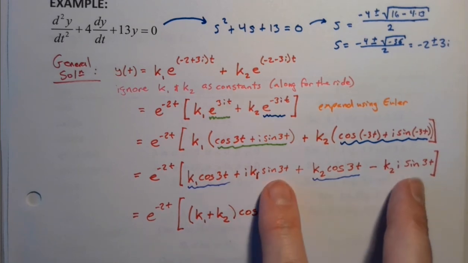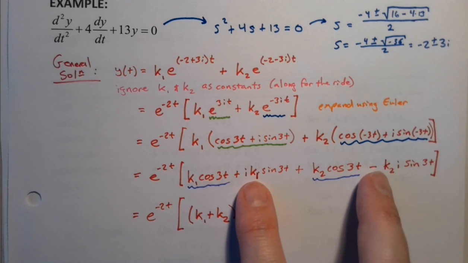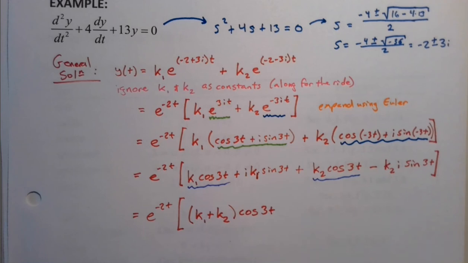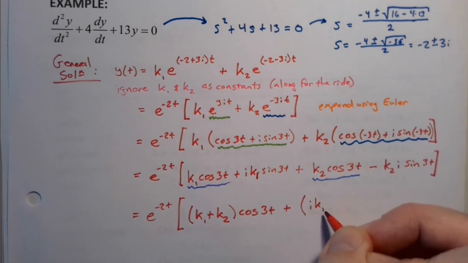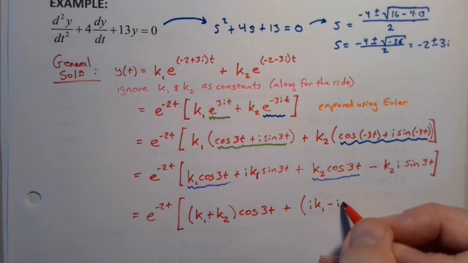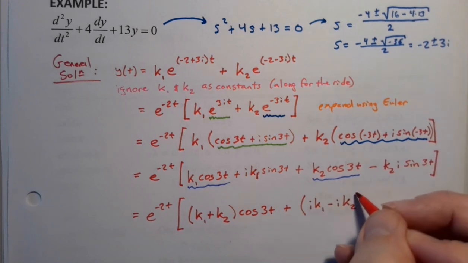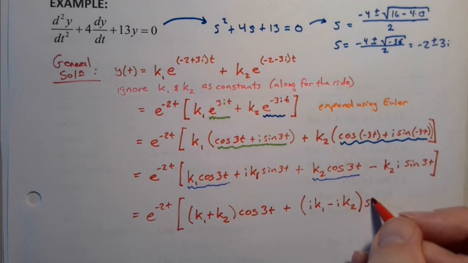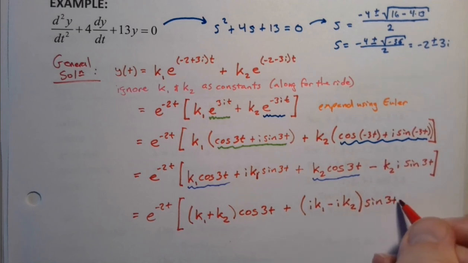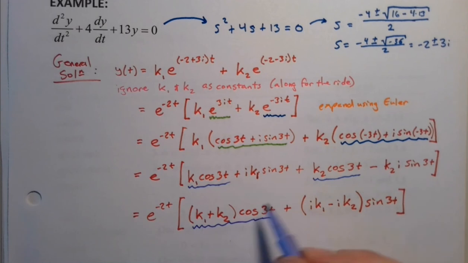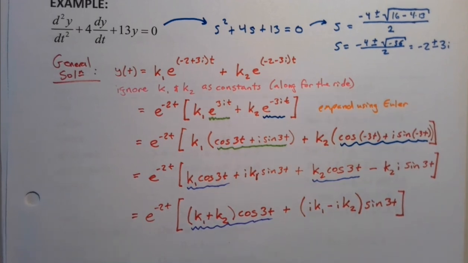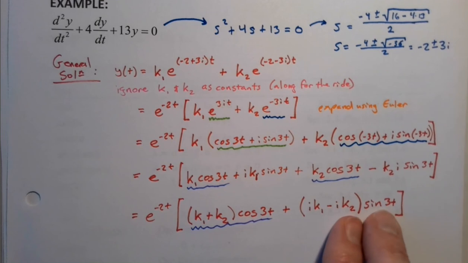And then my imaginary terms I'm also going to group together. Notice there's a subtraction there. So there's going to be an I times a constant, k1. So this is going to be plus I k1 minus I k2. I'm grouping them together like that on purpose, times sine of 3t. And just to kind of be consistent here, these two terms right here are my real terms, and these two terms are my imaginary terms, and they group together.